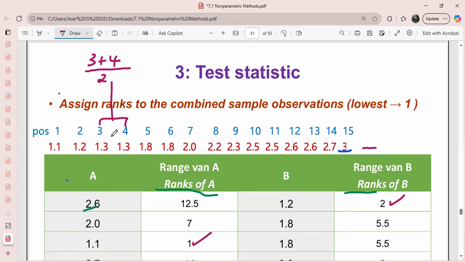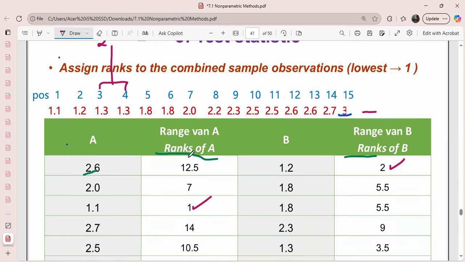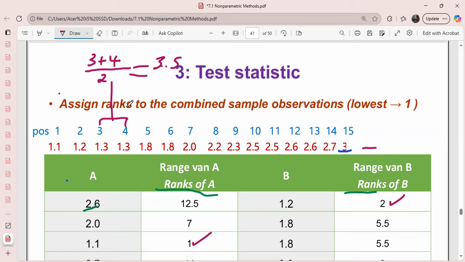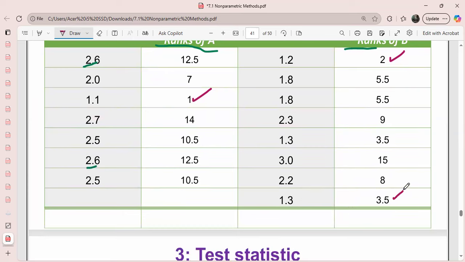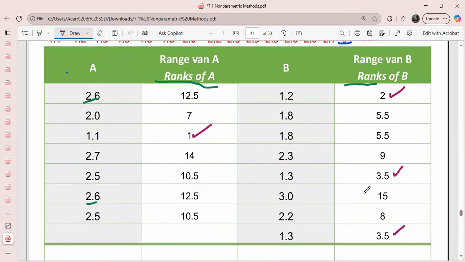But now it's only 2. It's 3 plus 4. I'm adding what? My positions. I'm dividing them by 2 because it's only 2 values that are repeating. 3 plus 4 is 7, and 7 divided by 2 is 3.5. So where I see 1.3, I'm going to put 3.5. Where is it? Here it is. 1.3, 3.5. 1.3, 3.5. Maybe some of you are asking yourselves, how did they get these values?